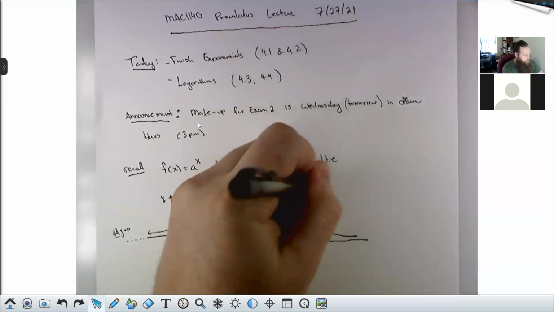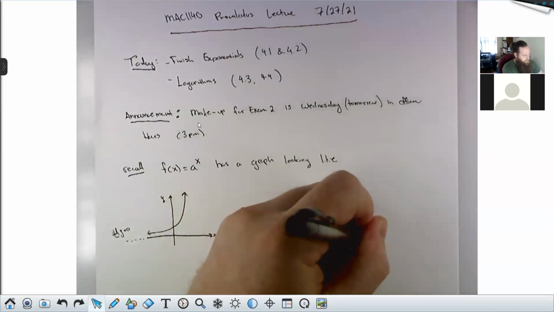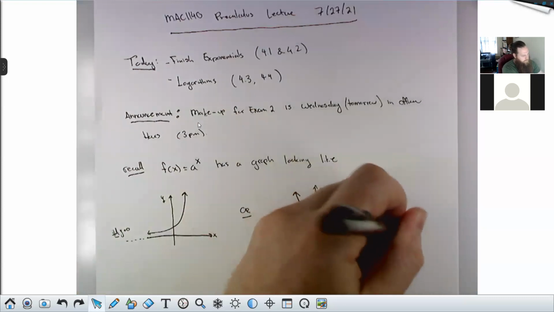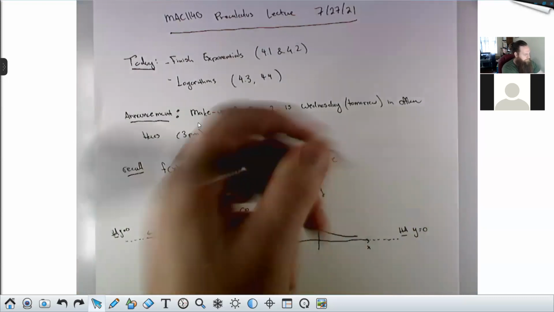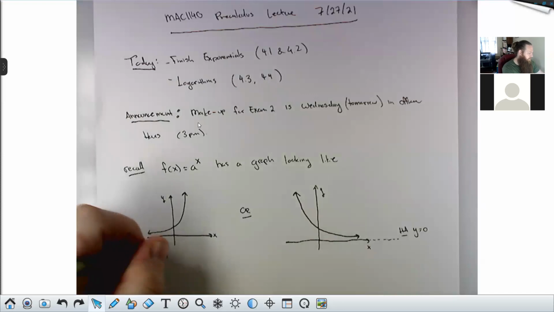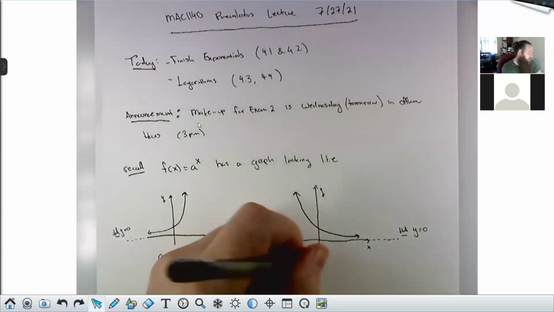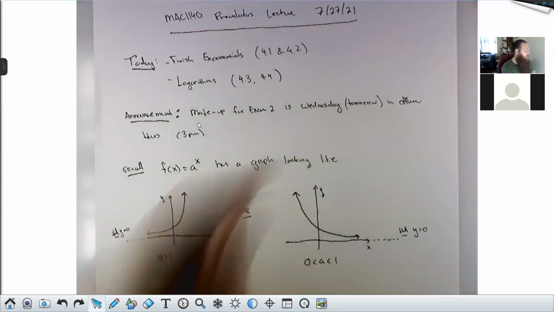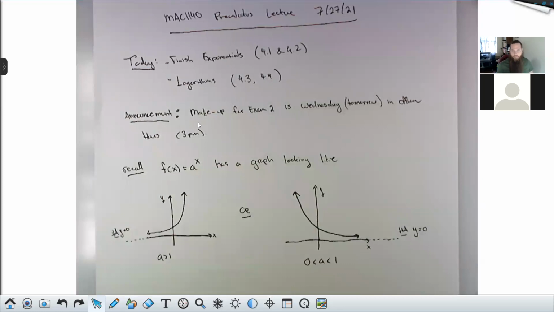This horizontal asymptote is still y equals 0, depending on whether a is bigger or smaller than 1. This is if a is larger than 1. This is if a is between 0 and 1. And we talked about why we only ever consider a's which are bigger than 0. A being negative would lead to all sorts of weird things with complex numbers.